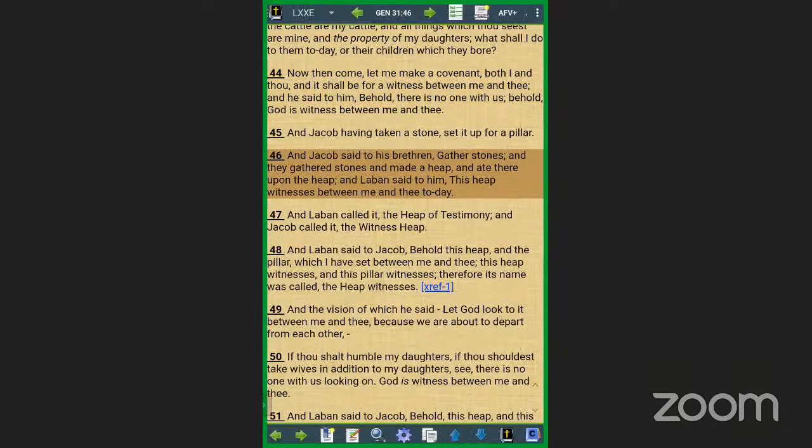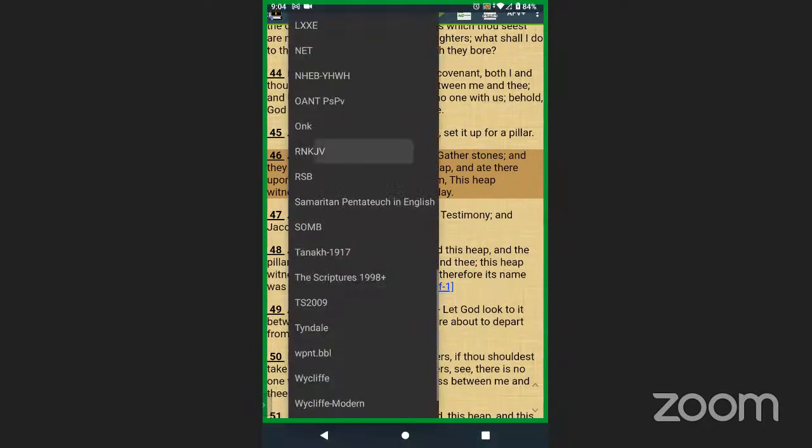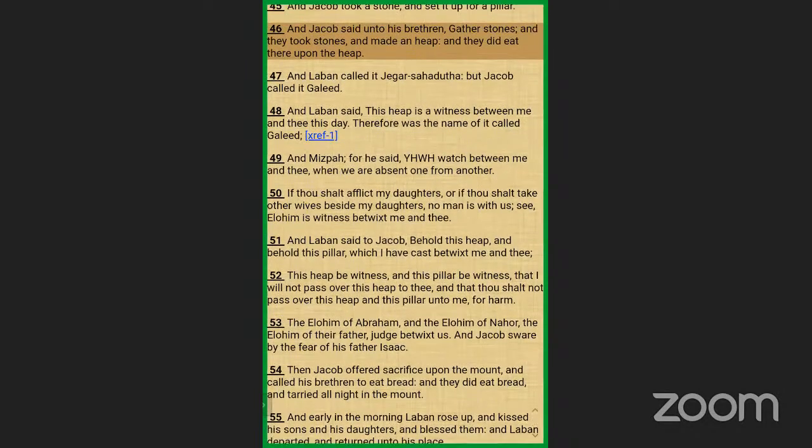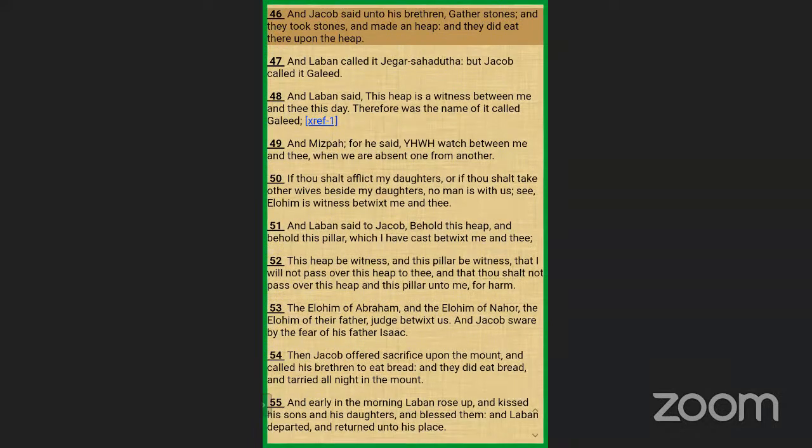So the Septuagint would say, and Yaqub said to his brothers, gather stones, and they gathered stones and made a heap and ate there upon the heap. And Laban said to him, this heap is a witness between me and you today. And here we have, so there's no mention here about the heap being a witness between him and Laban.